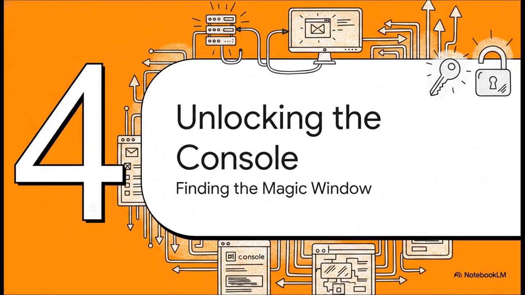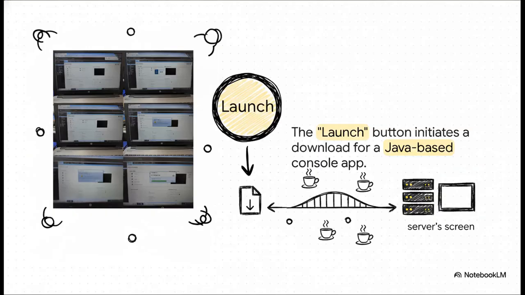So somewhere in this dashboard, we need to find the button that opens that magic window, the virtual console. And there it is, usually right on the main page, a simple launch button. Now, when you click this, something interesting happens. It doesn't just open a new window in your browser. Instead, it downloads a little file. And this file is a small application that runs on a technology you might have heard of, Java. It's a bit old school, but it's super common in these systems, and it's what will create the bridge to the server's screen.